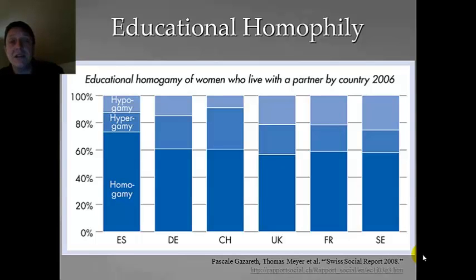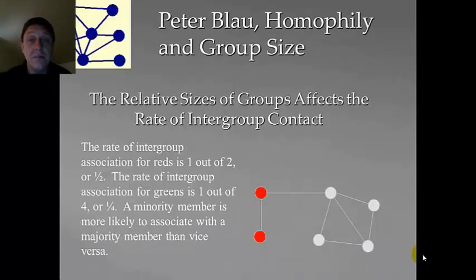In ES, which stands for Spain, in Denmark, in China, in the United Kingdom, in France, in Sweden, the biggest category by far is homogamy. People choose or end up with marriage partners who have the same level of education that they do.